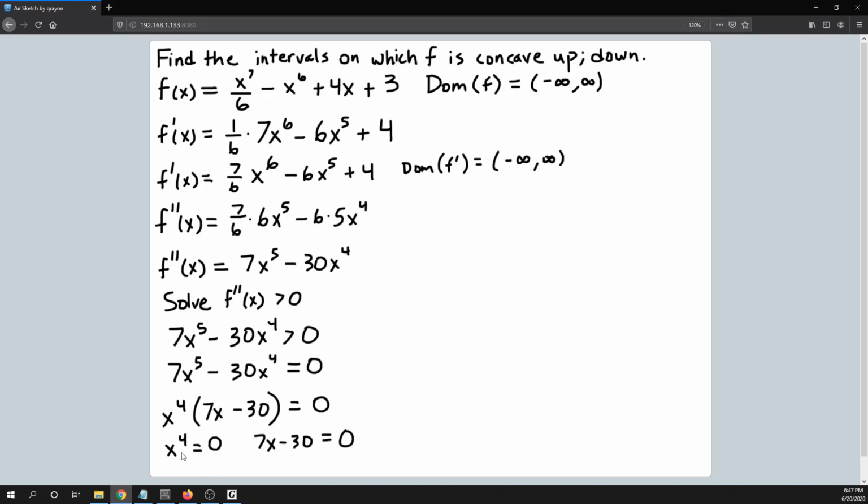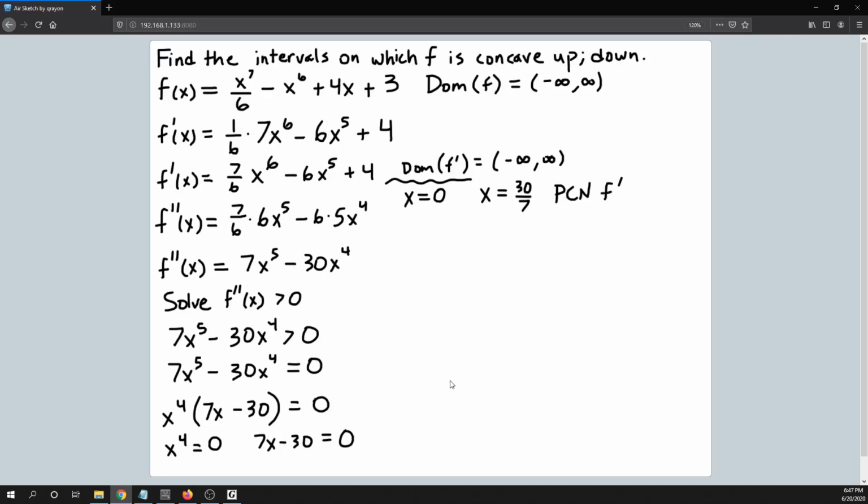All right, so solving this first one, x to the fourth equals 0. The only way that any number raised to the fourth power could come out to be 0 is if x itself were 0. And then solving this, I would get 30 over 7. So these are my possible critical numbers of f prime.